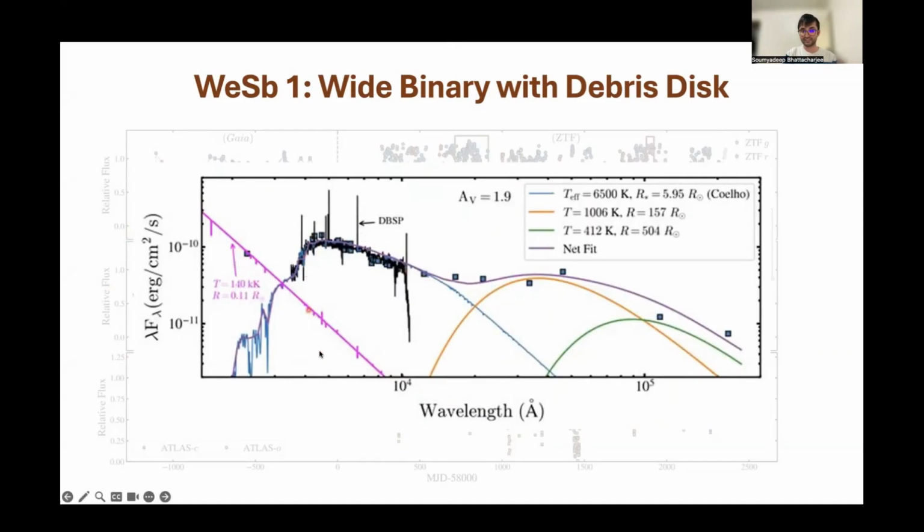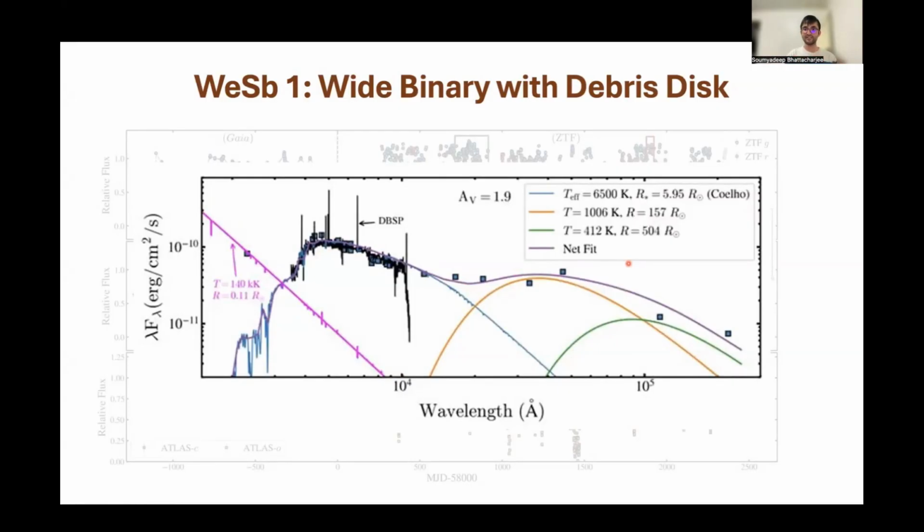The optical wavelengths are dominated by the cool star, which has a temperature of around 6,500 Kelvin and a radius of 6 solar radii. So it is a subgiant-like star. But the signature of the very hot white dwarf can be clearly seen in the ultraviolet. So this is a hot white dwarf and a subgiant wide binary. We also see significant infrared excess, which tells us that there is a lot of dust, which is emitting in the infrared, being heated up by the hot white dwarf.